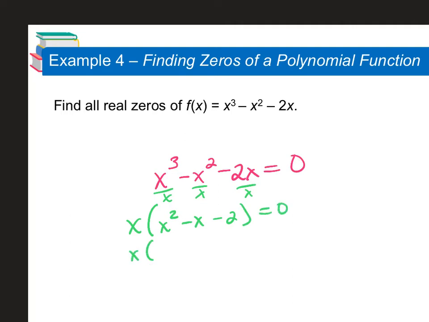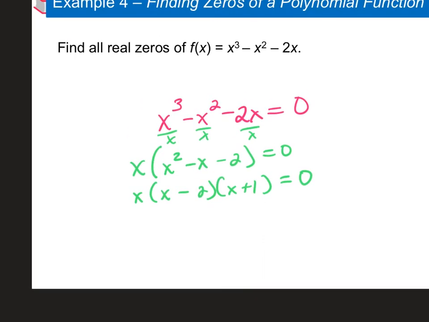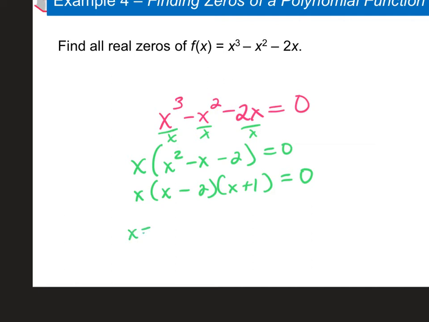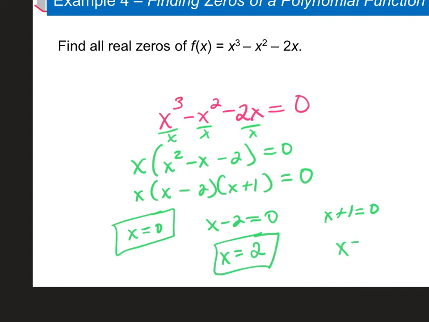Can I factor more? Are there factors of -2 that multiply to give me -2 but add to give me -1? -2 and +1. So now I can set each little piece equal to 0, and I can find my x-intercepts, my solutions, my roots, however you want to call it. So I have an x-intercept or a root or a solution or a 0 at x equals 0. I have one at x equals +2, and I have one at x equals -1. Questions?